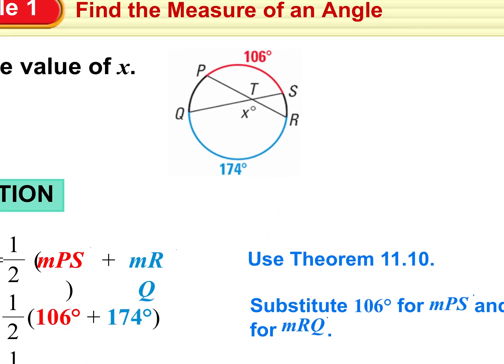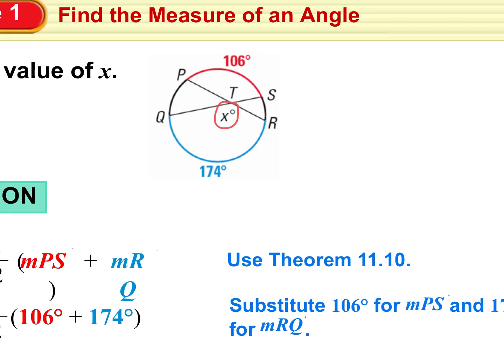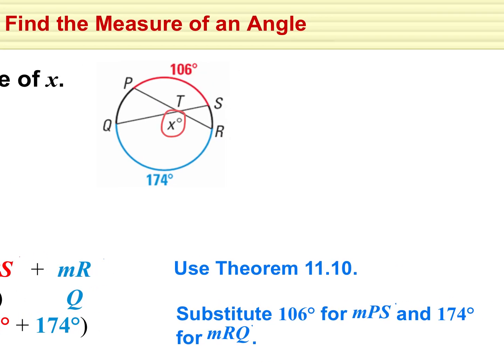Looking at this angle here that we are looking for, x. Is the angle in the center? No. Is the angle inscribed? No. It's not either of those. So we need to figure out how we can find that angle that's in the circle, but it's not center or inscribed. What you're going to learn is we have two arcs that are labeled here.